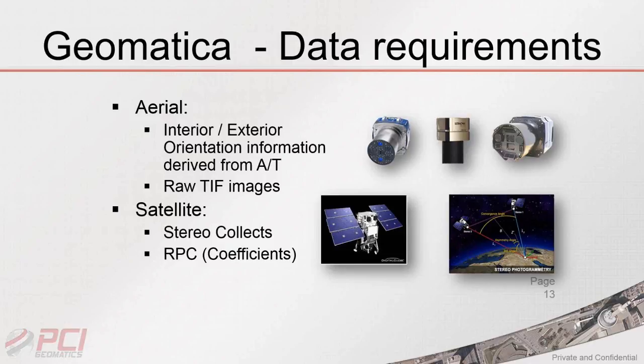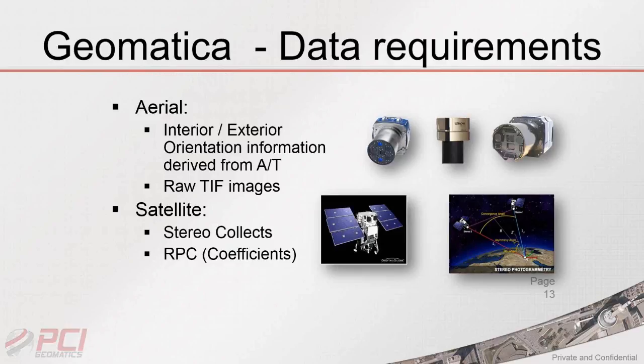The requirements for our software is that we need to have interior and exterior orientation information. We need that to be derived from the aero triangulation. We need the raw TIFF imagery, and from that we can do the whole workflow from importing the imagery, generating the DSM, filtering the DSM to DTM, and then producing orthorectified imagery, and also mosaics from that.